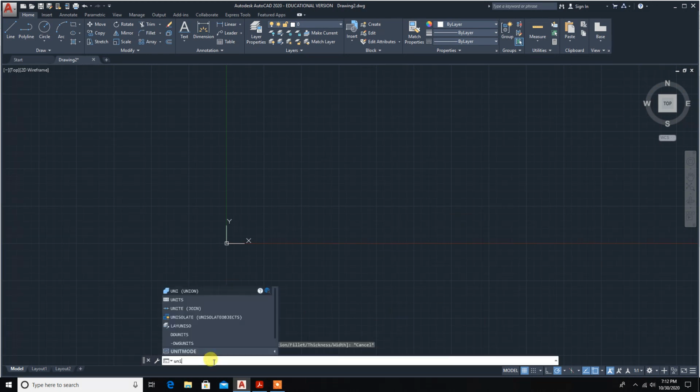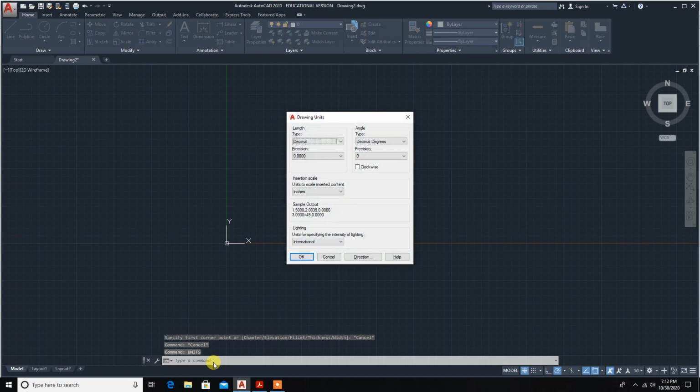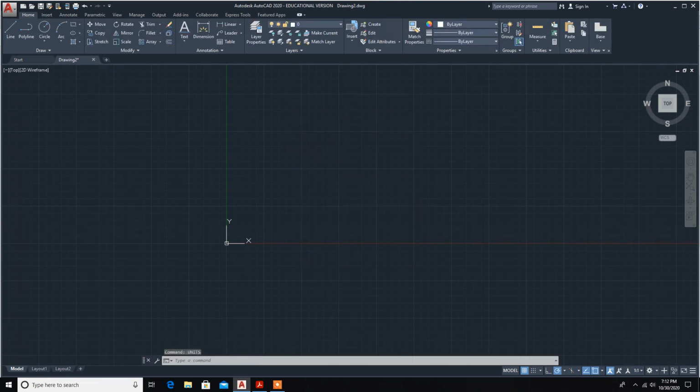Units, millimeter. Okay. Next, limits 297, 210. Next, zoom on.